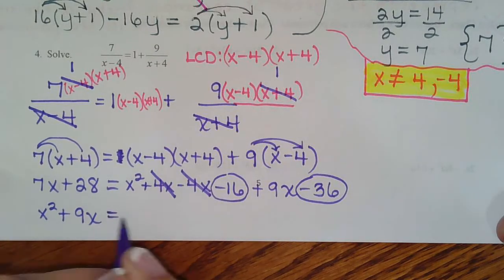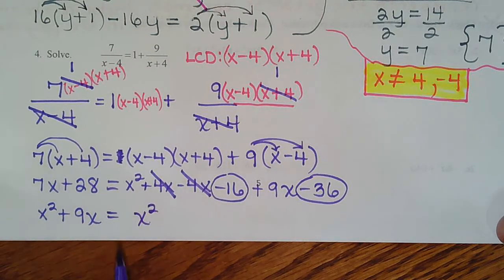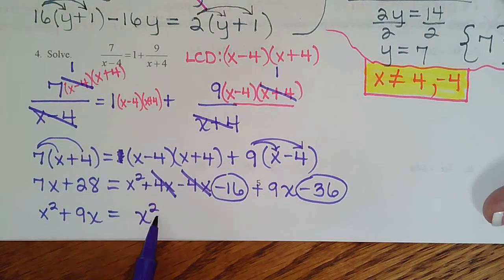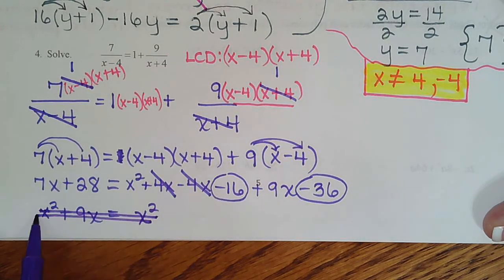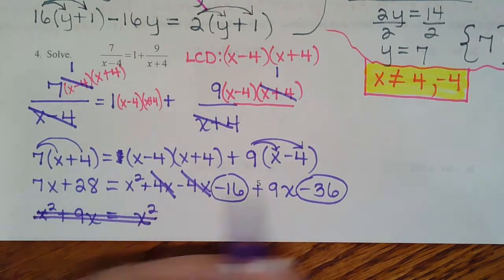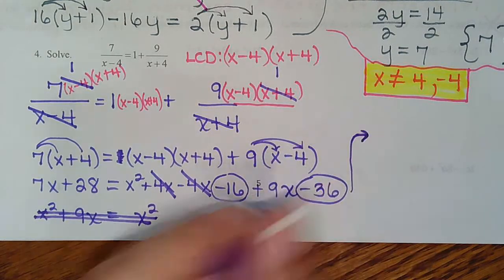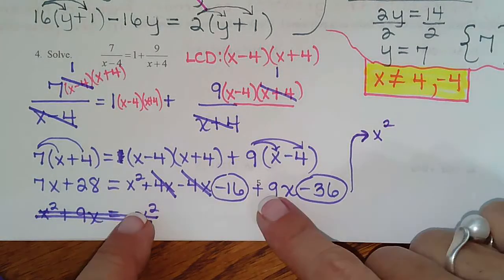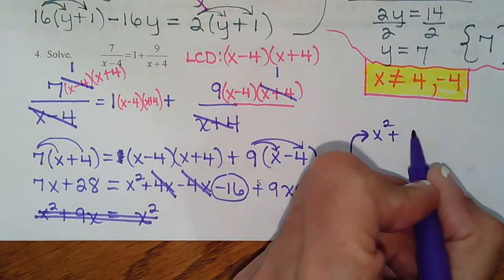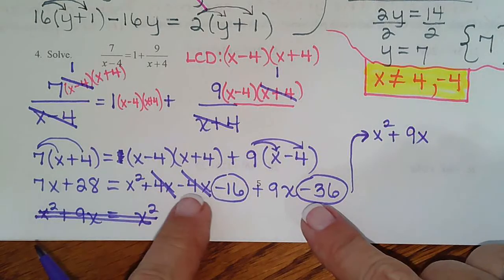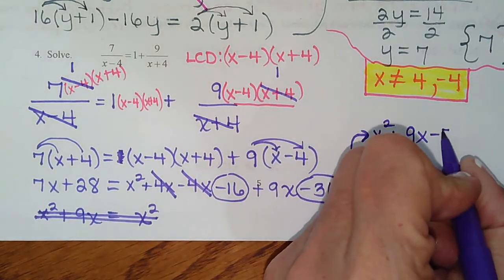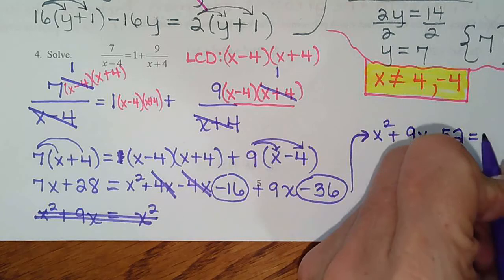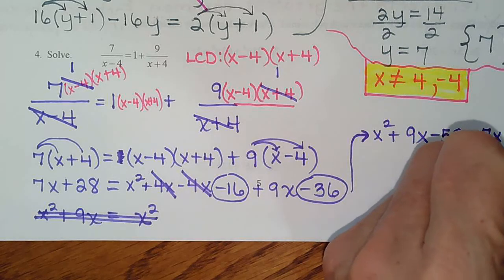Oh, gee, wow. Okay, let's start this line again. Too many videos again today, I think. So we have x squared, and then we have plus 9x, and then we have minus 52 equals 7x plus 28.